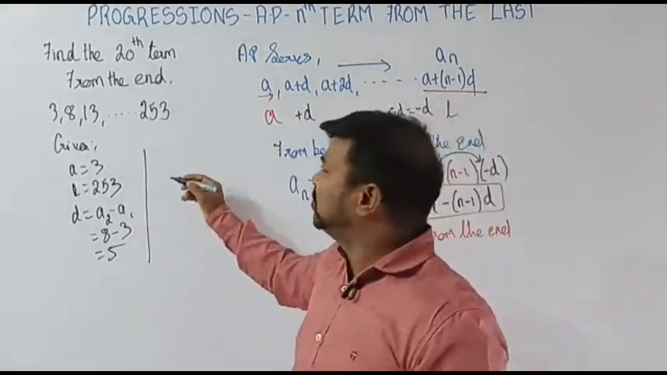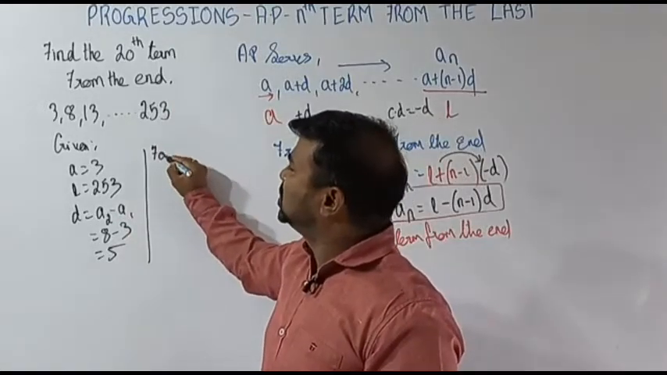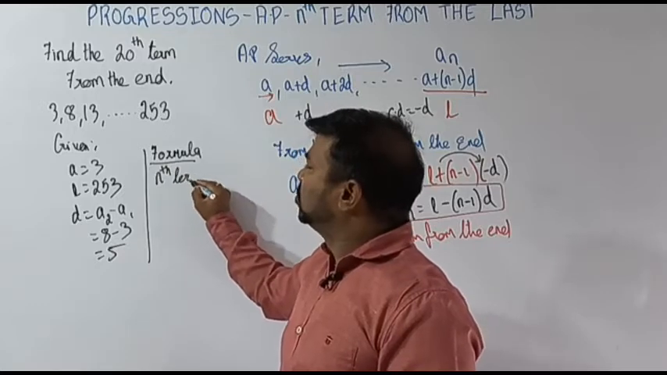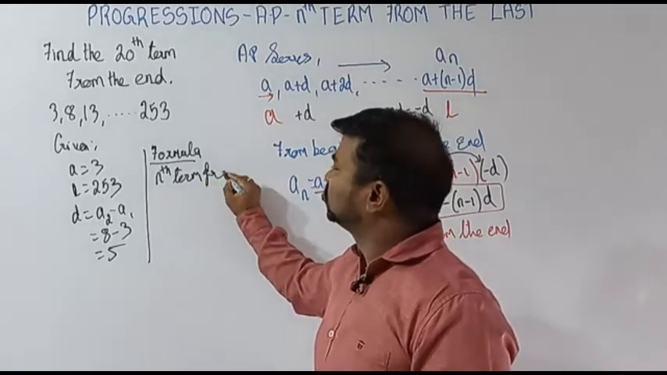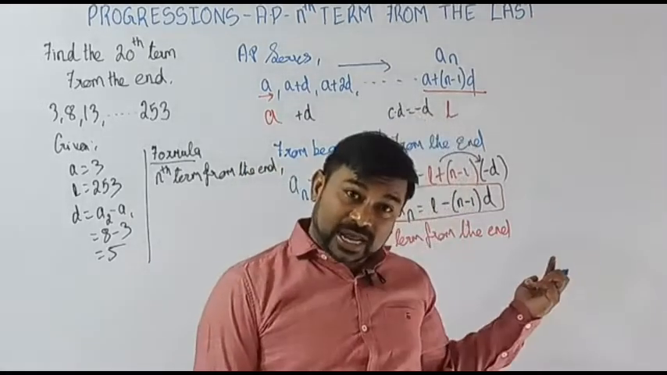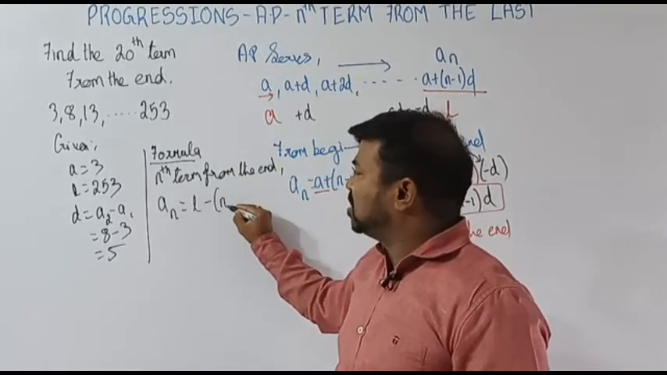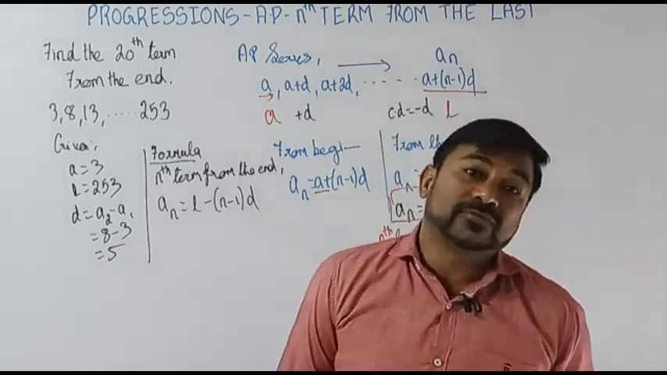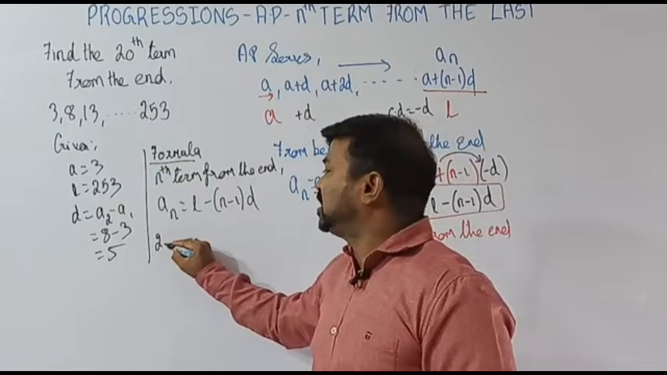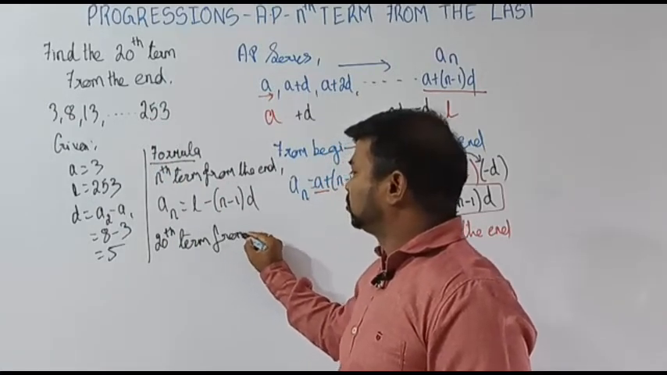What is the nth term formula? a we got, d we got. Which term do we want? The formula for the nth term from the end, just now we have derived. That is An equals l minus n minus 1 into d. That's the formula we got. But what do we want? We need the 20th term from the end.